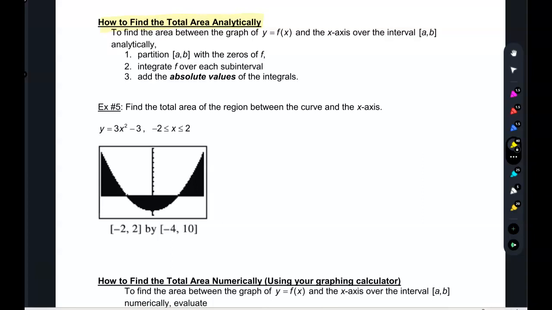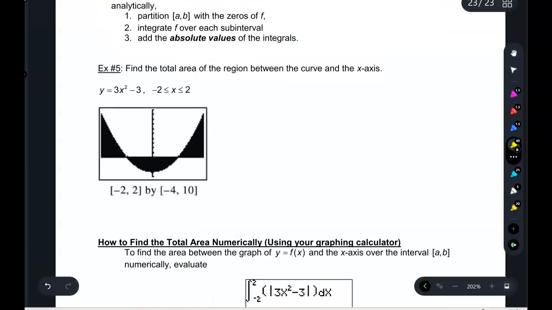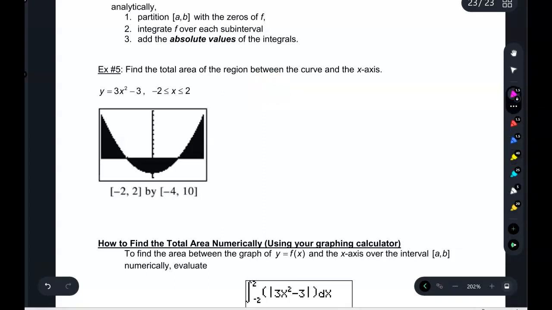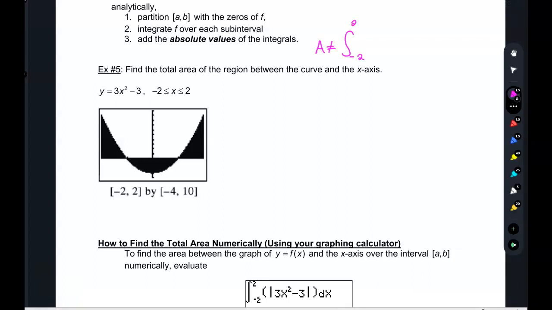So I want you to understand when it goes below the x-axis, the area is not equal to the integral. The total area that is bounded by the x-axis and the curve, because this will count as a negative if I just do the integral, okay?